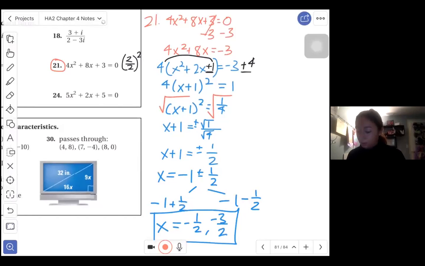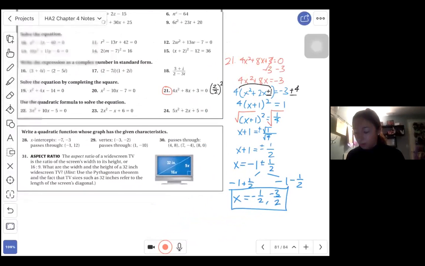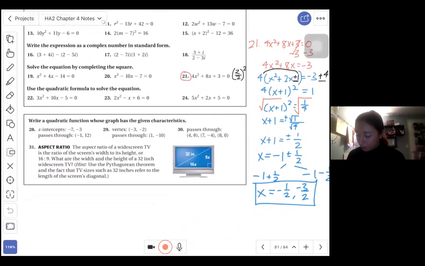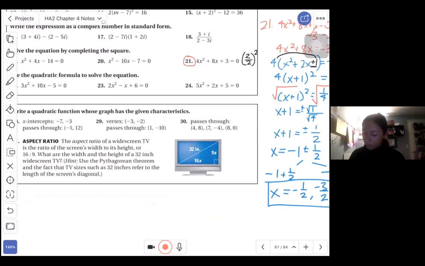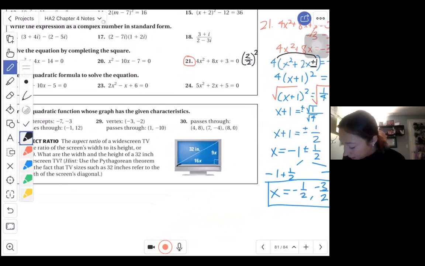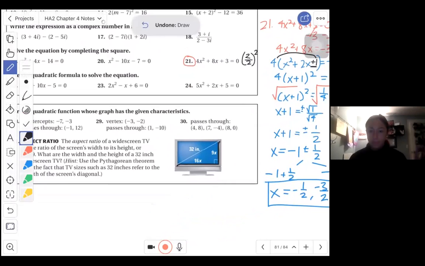All right, now let's also look at 31. This was that word problem. So this said, the aspect ratio of a widescreen TV is the ratio of the screen's width to its height, or 16:9. What are the width and height of a 32-inch widescreen TV? So they want us to find the width and the height. So that's this length and this length. And they're giving us that to be 16x and 9x.